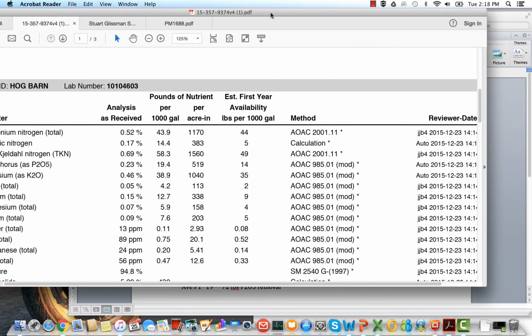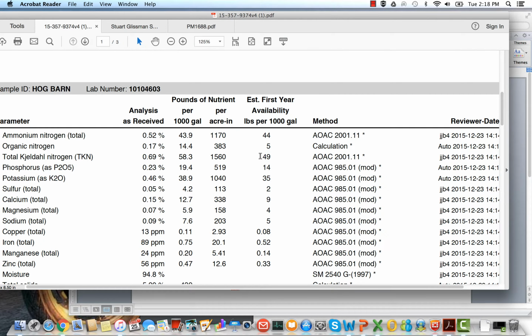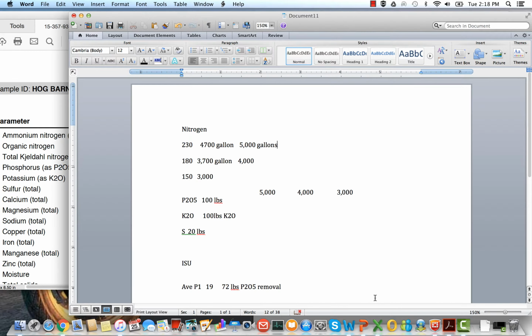So back to the hog manure, right? Make sure we're on the right sample. So we decide we're going to do 5,000 gallons. That's 49 pounds of available nitrogen first year per 1,000 gallons. So times 5, that's 245. Let's throw one other thing out here: salts. Make sure we don't end up too high there. So at that 5,000 gallon rate, we're 245 pounds of nitrogen, right? A little extra, but again, you only have so much accuracy with these honey wagons.